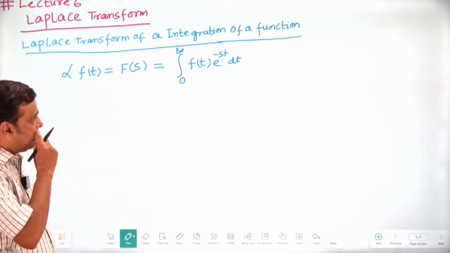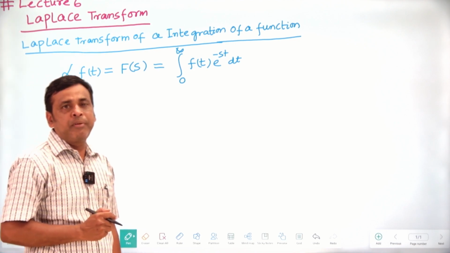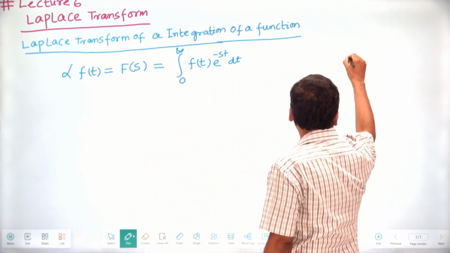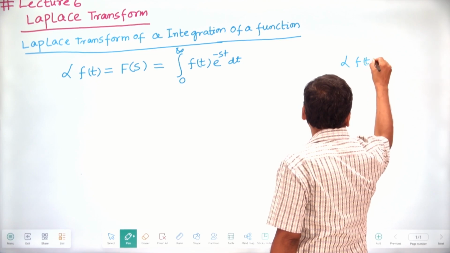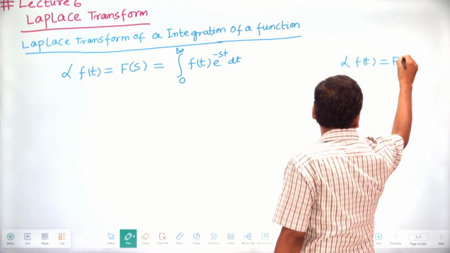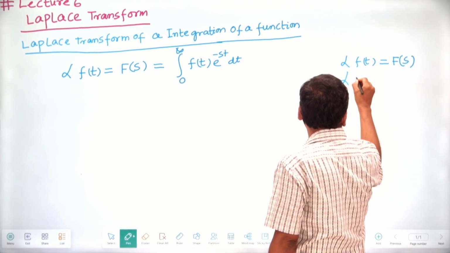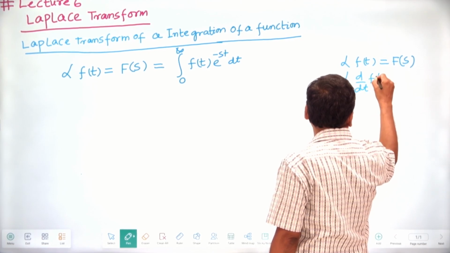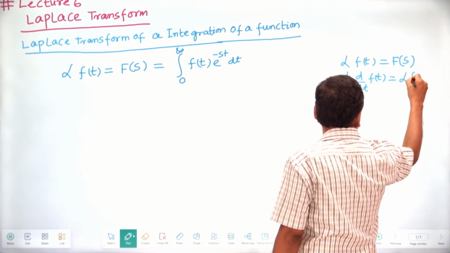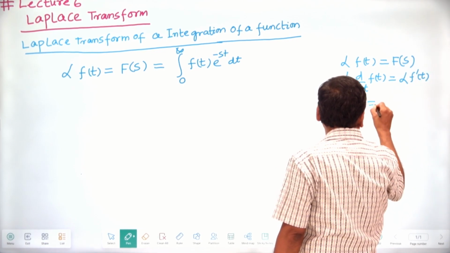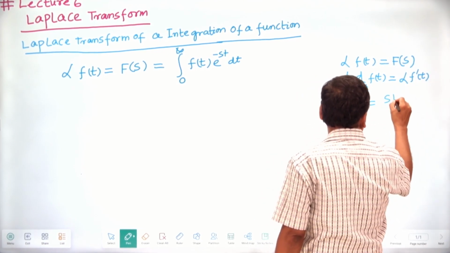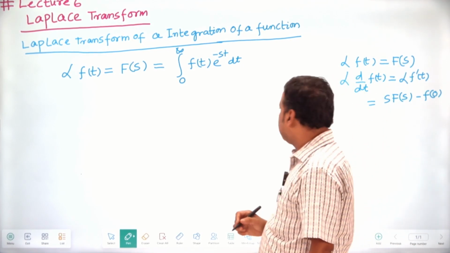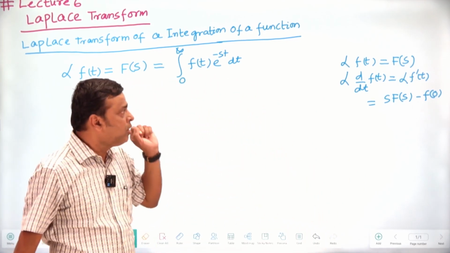In the previous lecture video, I already told you the Laplace transform of a derivative of functions. So what is the Laplace transform of a derivative function? If the Laplace transform of f of t is F of s, then the Laplace transform of f dash t, or d by dt of f of t, is s into F of s minus f of 0. This is the initial value. I already told you this in your previous lecture.